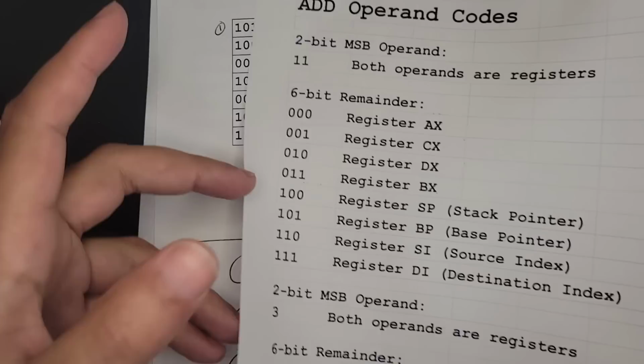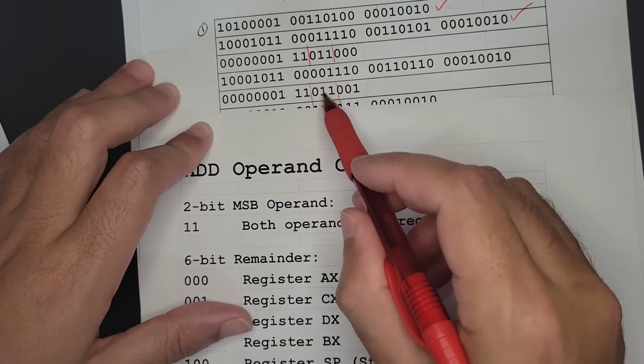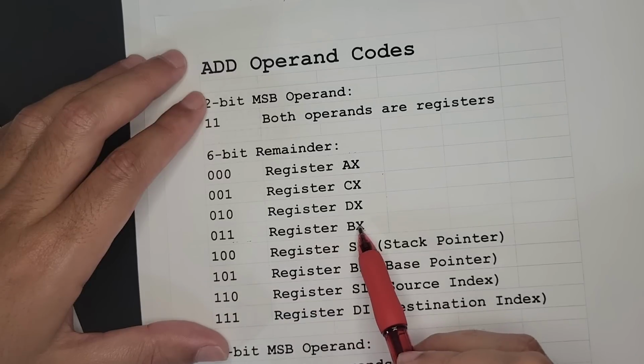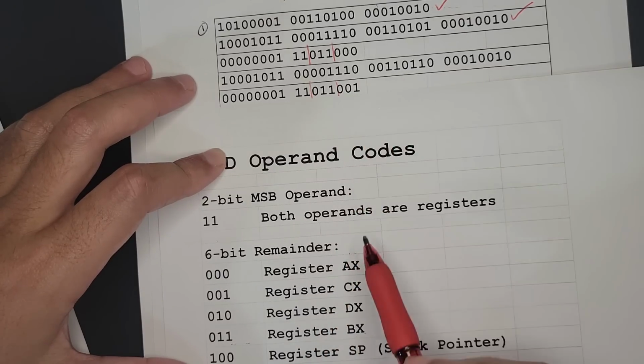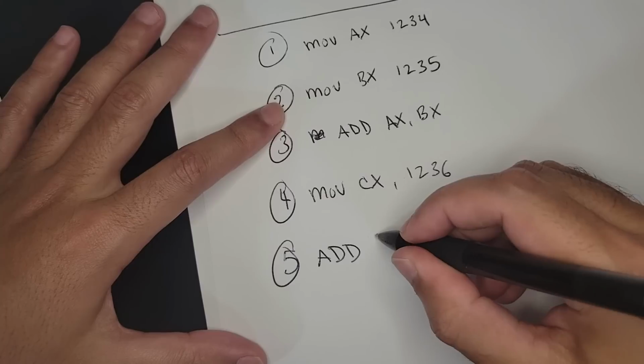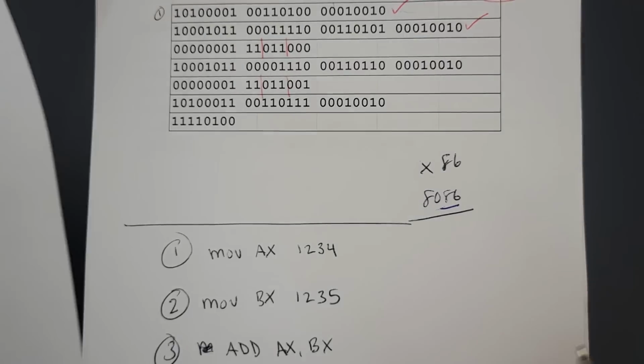And if we look at our lookups again, we see 11 here, and we can split these up. And so we know they're both registers, and we can look up what these registers are. So 011 is BX and 001 is CX. So what we're doing here is we're adding to BX what's in CX. Now, when we look at this is step 5.